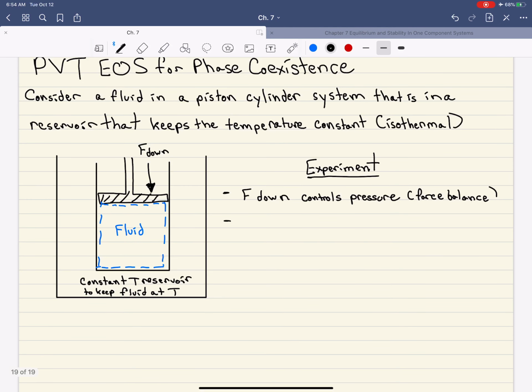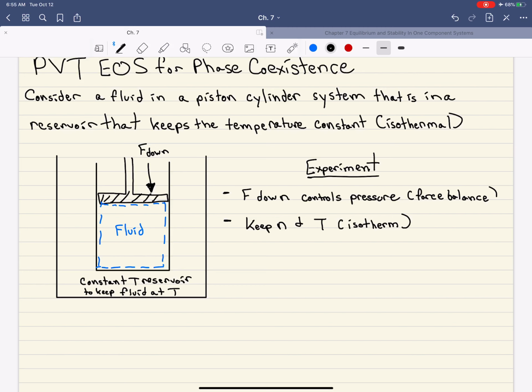This is a closed system, so the number of moles of the fluid is going to be kept constant. And because the piston cylinder device is in this reservoir, it's also going to keep the temperature of the system constant. Whenever we do some sort of experiment at a constant temperature, we refer to this as an isotherm. So we're going to use that term from now on.